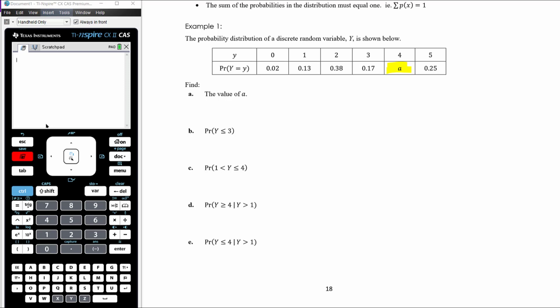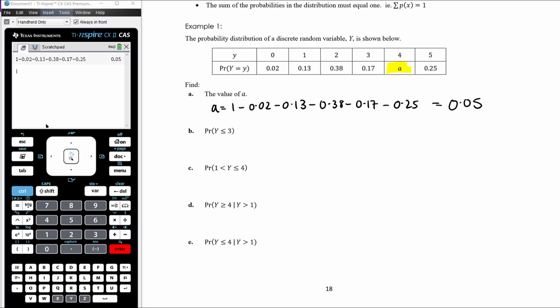So part A asks you to find the value of A. We want to use the fact that the sum of all the probabilities must add to 1, and so therefore A is going to have to be 1 minus each of the probabilities we've been given. So 0.02, 0.13, 0.38, 0.17, and 0.25. I'll just quickly do that here. So we have 1 minus 0.02, minus 0.13, minus 0.38, minus 0.17, and minus 0.25. So A must be 0.05.